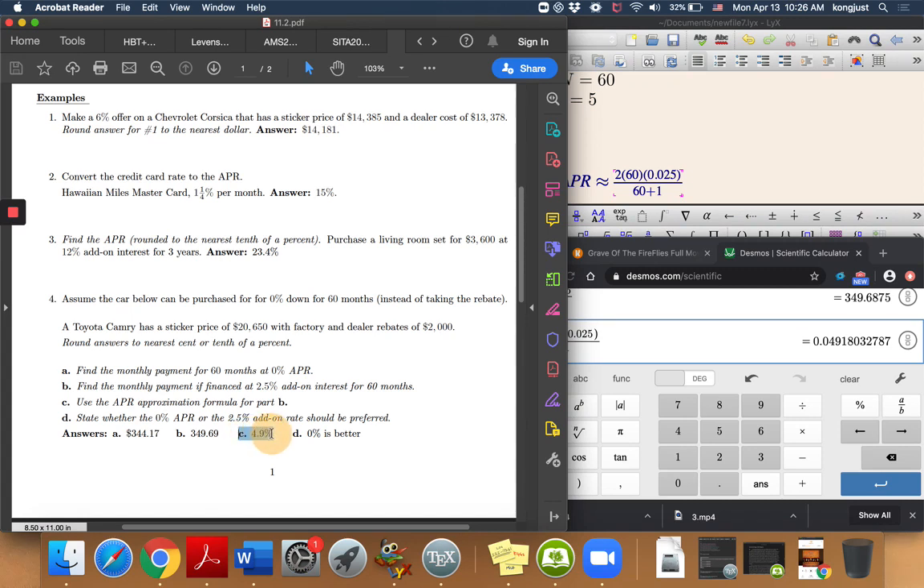Okay, so the last question is just to compare the two. We really didn't need C to compare. We could just compare parts A and B, right? Is 0% better, or 2.5% add-on better? We just look at whichever is cheaper. In this case, the 0% was cheaper, so we're going to take that one. Now this might differ depending on the situation. For example, if this rebate had been larger, then this number would have gone down, and that would have made this the better option, right? So it depends. Sometimes the 0% will be better, sometimes the APR or add-on interest version will be better.